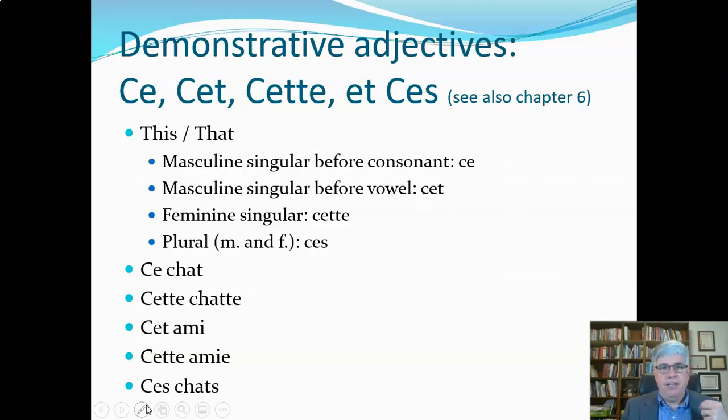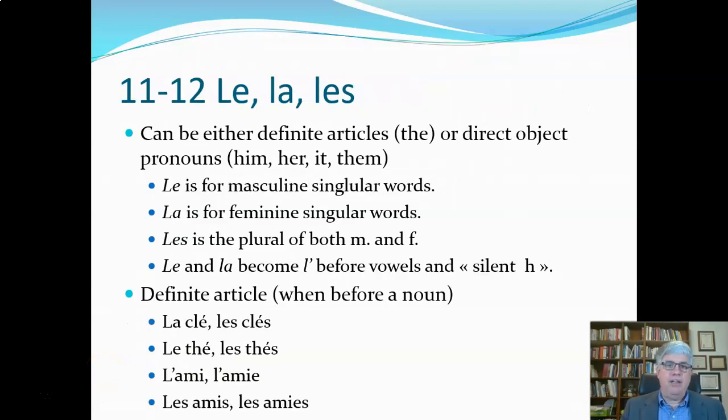So these are the small family of words that start with the letter C, generally translated this or that, these or those. Now let's look at a small family of words that start with L this time. Le, la, and les. Now we've already seen these used as the definite articles, which are generally translated as the masculine, the feminine, the plural, but they can also be used as direct object pronouns: him, her, it, or them.